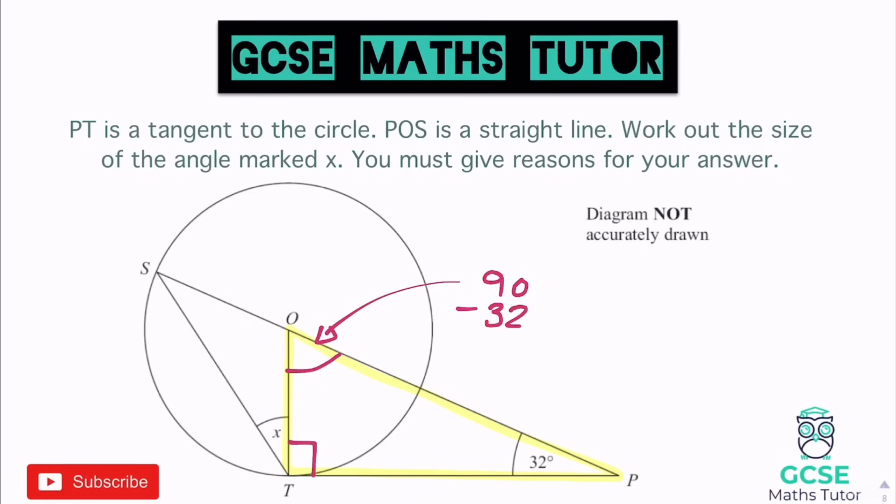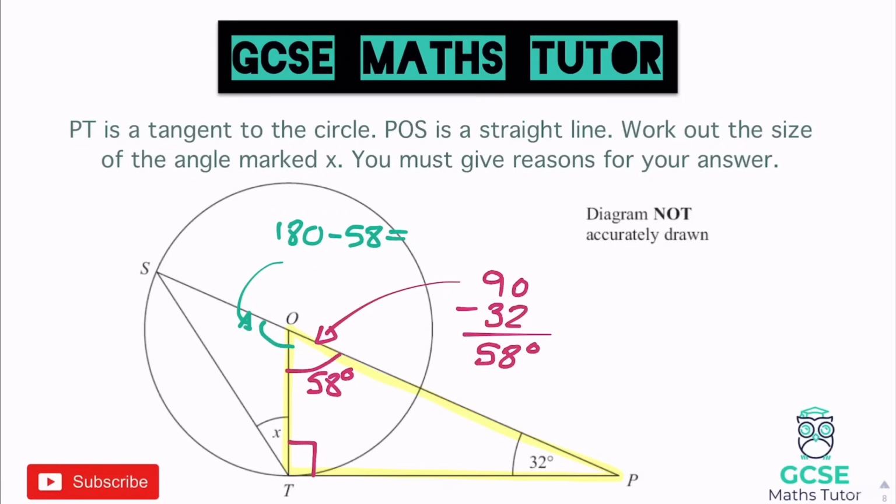So 90 take away 32 leaves us with 58 degrees. There we go, so there's our first bit of working out, we've got 58 degrees just there. Now we've got angles on a straight line, so the angle next to that we can work out straight away. So we can get this one here, and that's going to be 180 take away 58. Obviously the angles on a straight line equal 180, writing down those reasons.